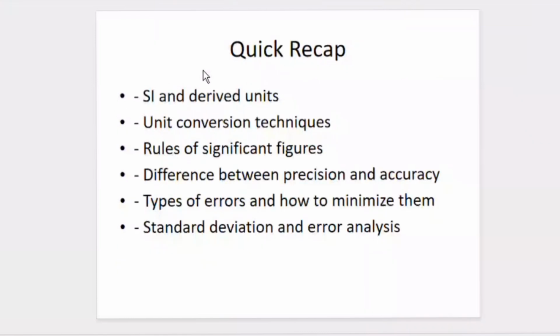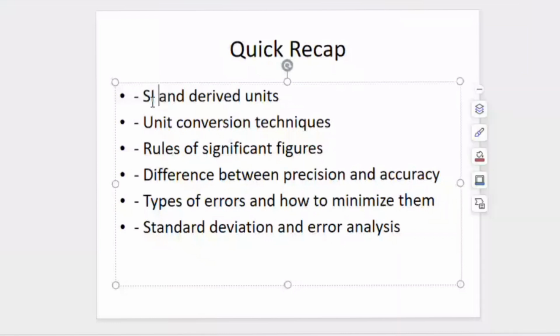So let me just take a quick recap. We talked about SI units, and I told you that there are different types of units. We have SI units, we have CGS units, and I gave differences between both of them, where I said that SI units are universally accepted, while CGS are outdated. For SI units, for mass we have kilogram, for length we have meter, for time we have second, and for CGS, I gave you the values there.